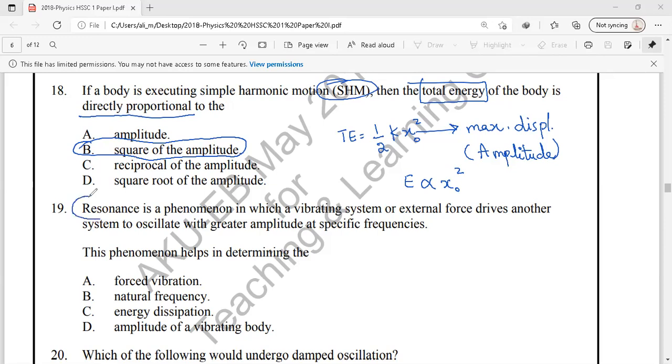Resonance is a phenomenon in which a vibrating system or external force drives another system to oscillate with a greater amplitude. We can make a vibrating body vibrate with even greater amplitude, and this phenomenon we call resonance.